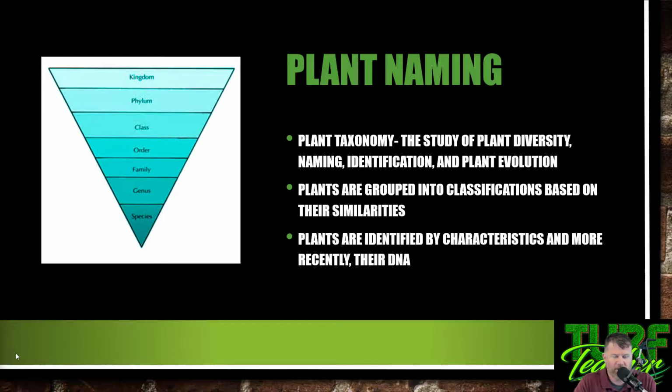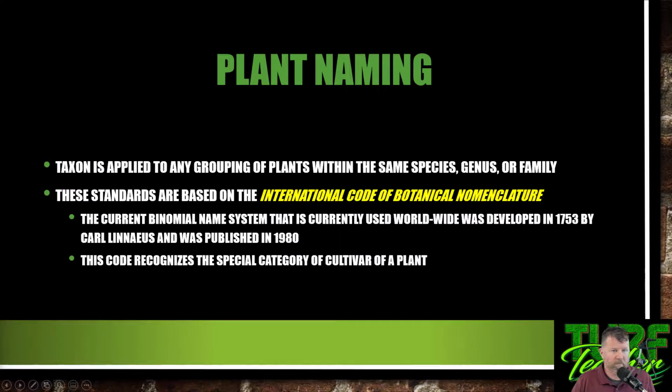And what we're mainly concerned with in botanical names of plants is the genus and species. That's our main thing. We don't really talk about class or order or anything. We're mainly concerned with genus and species when it comes to botanical names. But plants are grouped into classifications based on their similarities, and they are identified by their characteristics and, more recently, their DNA.